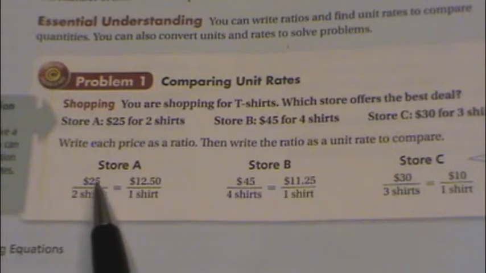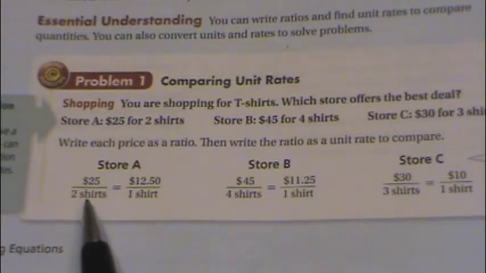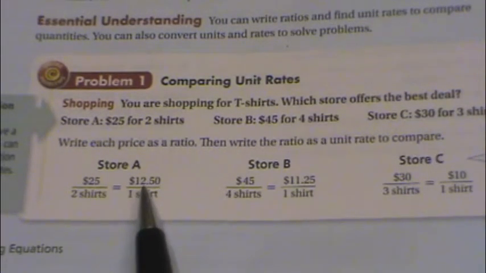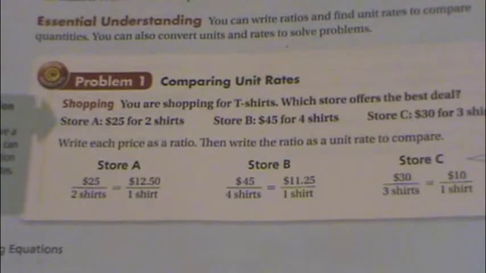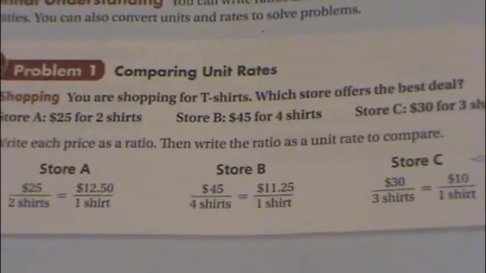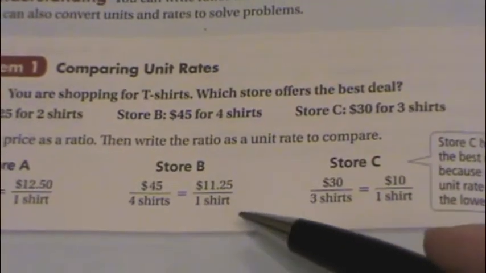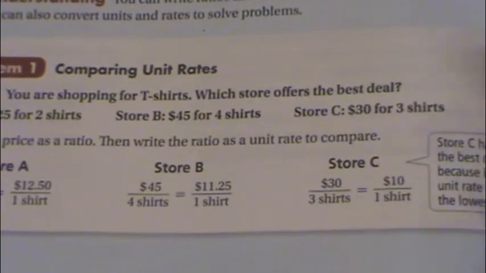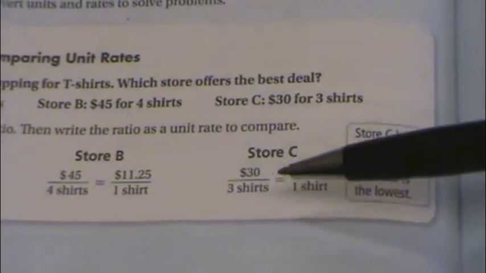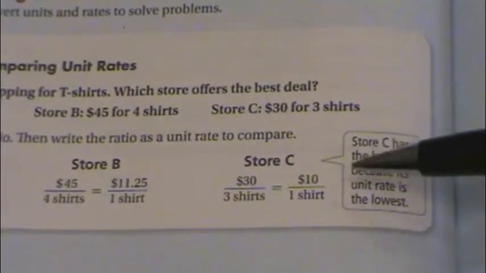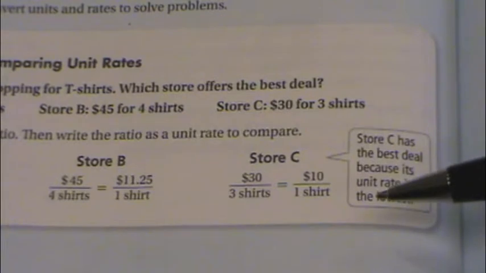So, Store A, $25, 2 shirts, 1 shirt is equal to $12.50. Store B, $45 for 4 shirts, $11.25 for 1 shirt. Store C, $30 for 3 shirts, $10 for 1 shirt.